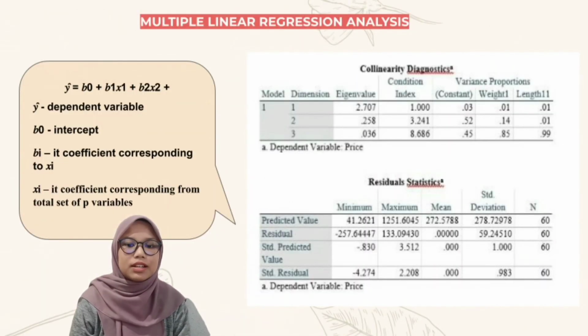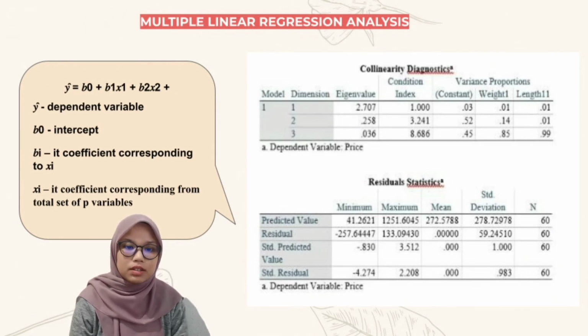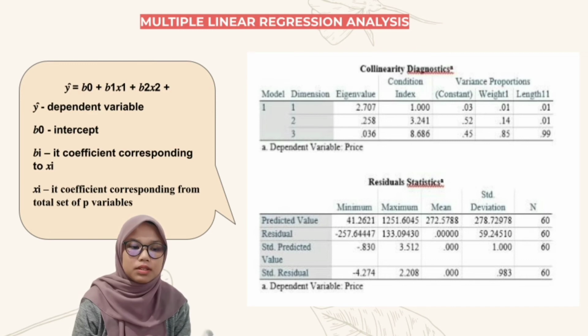Multiple linear regression analysis. This is the equation for multiple linear regression. Y hat means the dependent variable, B0 is the intercept, B1 is the coefficient corresponding to xi. Xi is the coefficient corresponding from the total set of P variables. This model is called the raw score model. The multiple regression raw score model is an expansion of the raw score for simple linear regression.